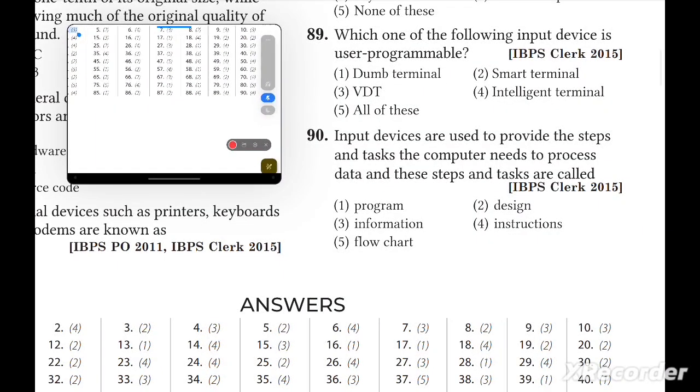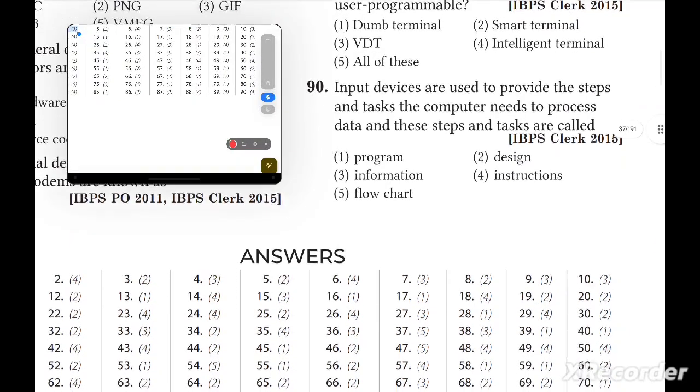Next, input devices are used to provide the steps and tasks the computer needs to process data, and these steps and tasks are called first, program, second, design, third, information, fourth, instructions, fifth, flow chart. The correct answer is fourth, instructions.